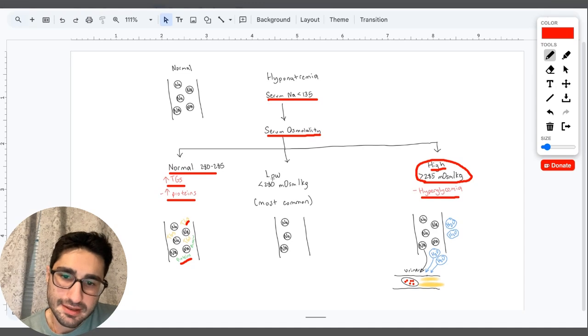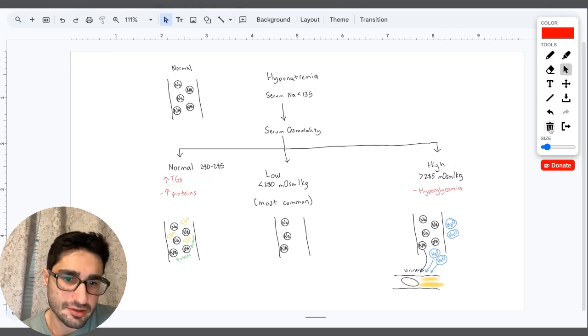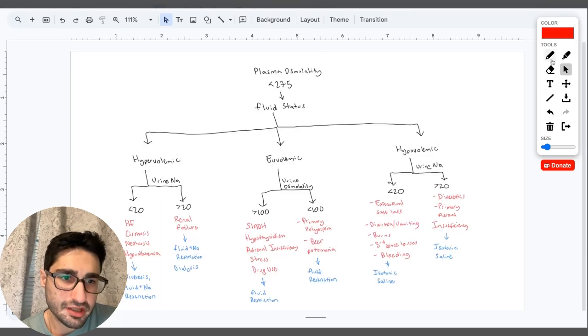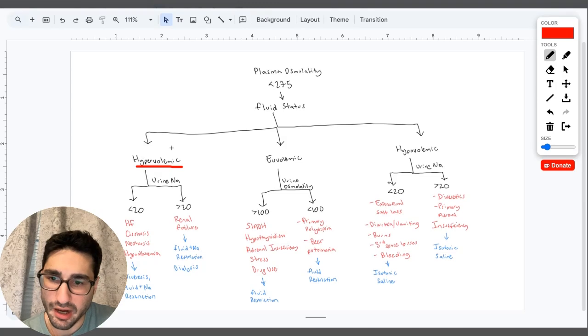Now let's discuss what we're going to do if the patient has a low serum osmolality. This is going to be the most common cause of hyponatremia. The next step if the serum osmolality is low is to check the fluid status of the patient. When the patient is hypervolemic, or fluid overloaded, to determine the cause of their hypervolemic hyponatremia, we're going to check their urine sodium.